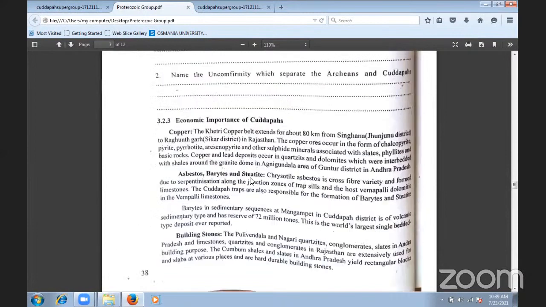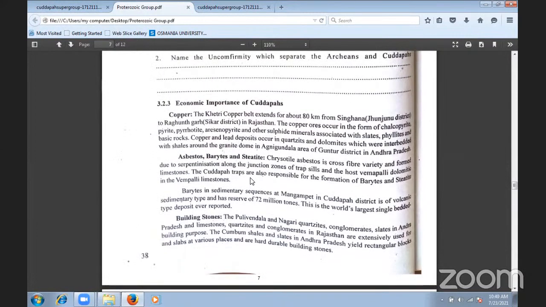The main economic wealth of Kadapa consists of copper. The copper belt extends about 80 kilometers from Singana. And the next ones are asbestos, barytes, and steatites.